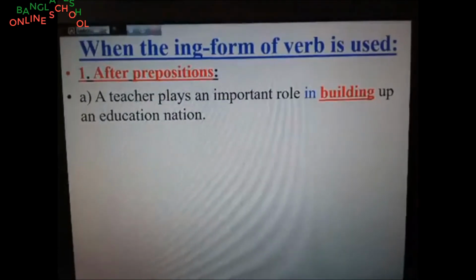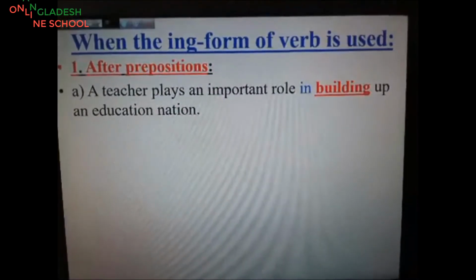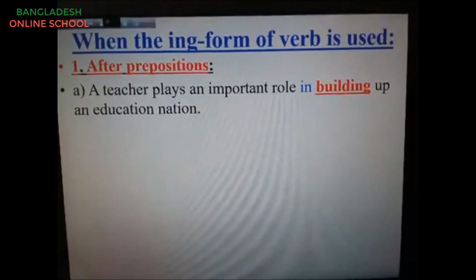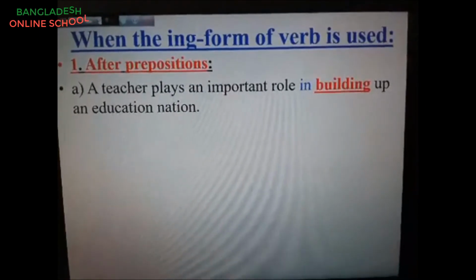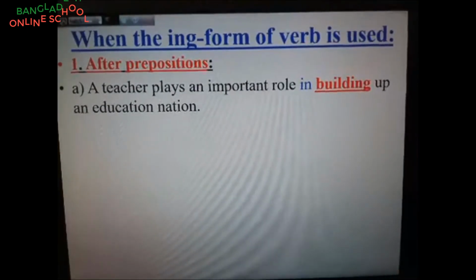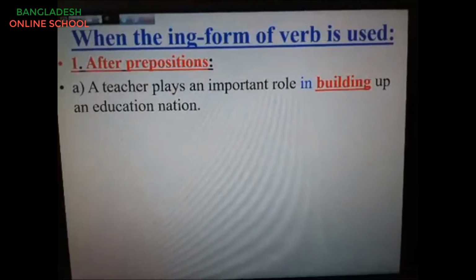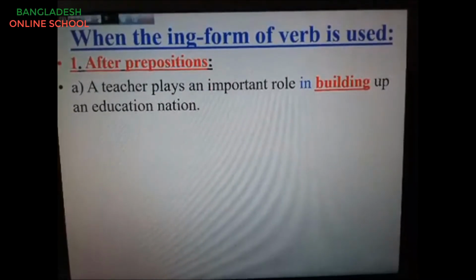You see the example, a teacher plays an important role in building up an educated nation. In this example, you see after in, building, the ing form of verb, is used.